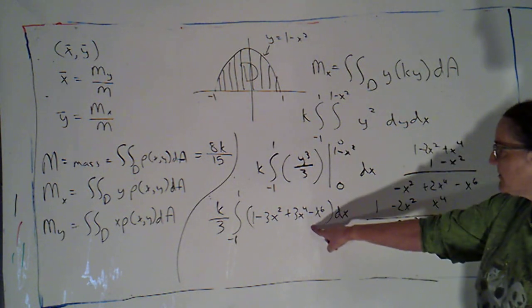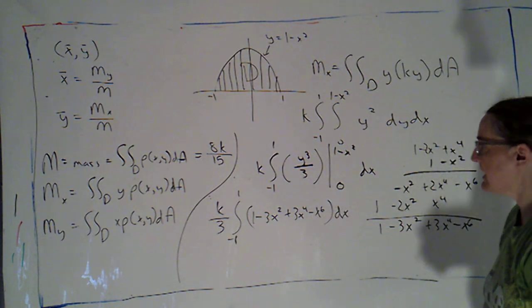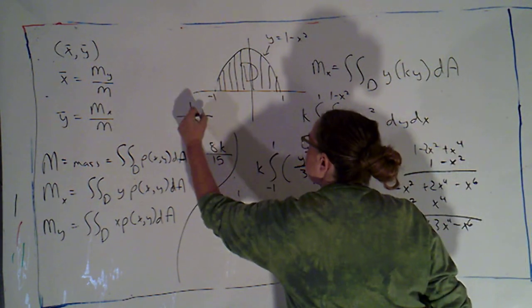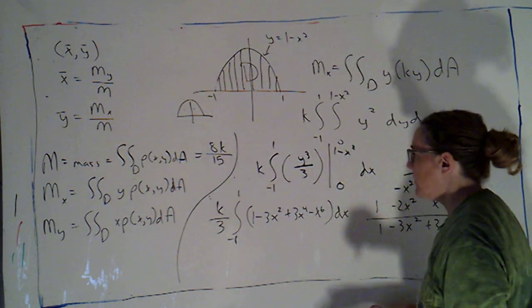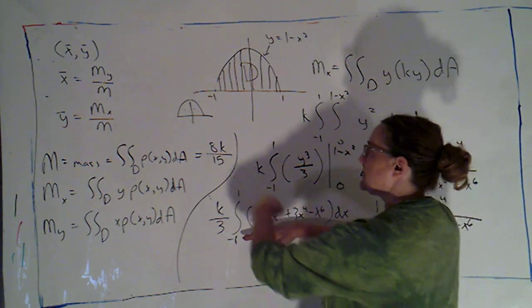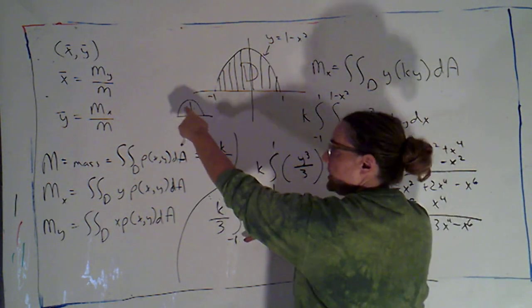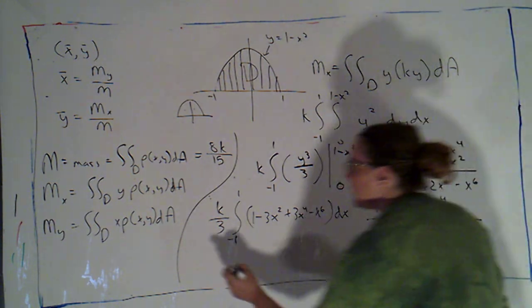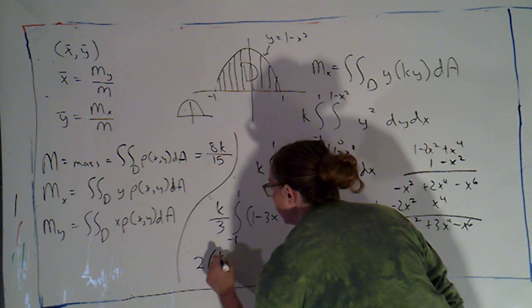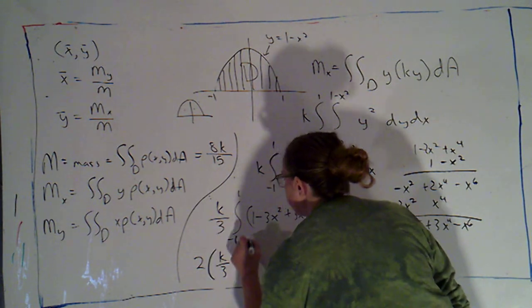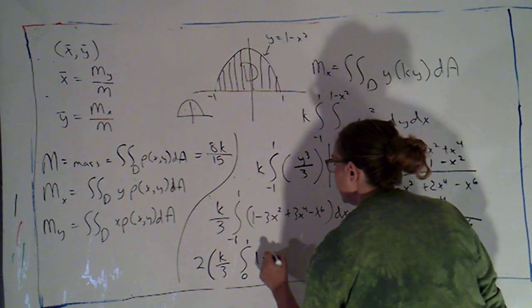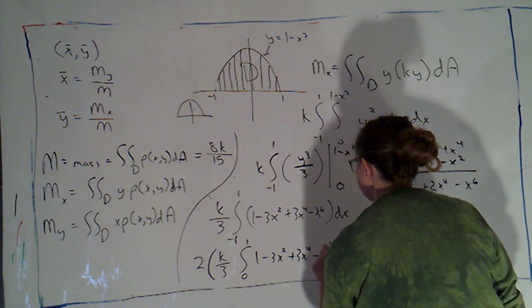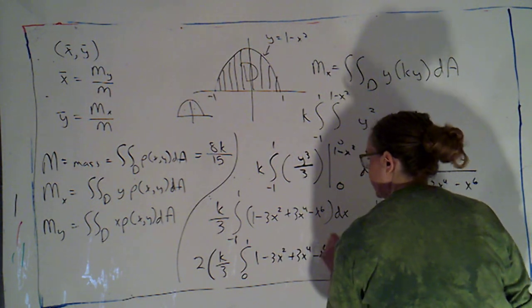I can use my symmetry argument again, okay? Because if I take a look, here was my region. Here are my mirror image points. Because it's all even powers of x that are showing up, I know I'm going to get exactly the same thing for those mirror image points. So I can say I'm going to double k over 3 times the integral from 0 to 1 of 1 minus 3x squared plus 3x to the 4th minus x to the 6th dx.